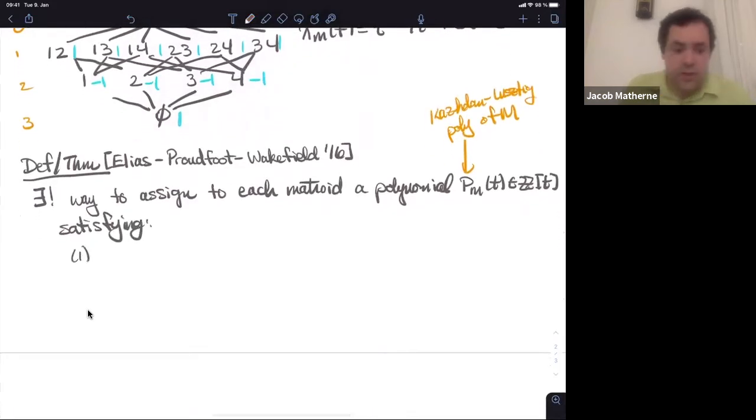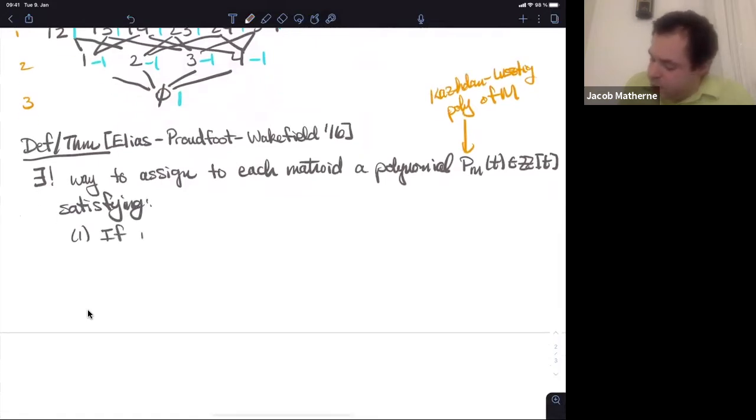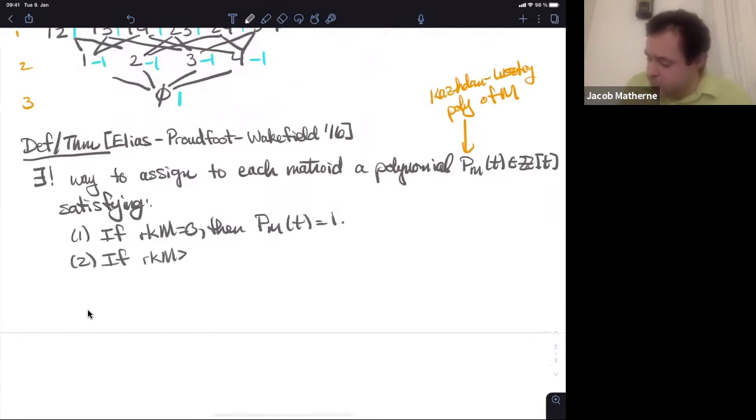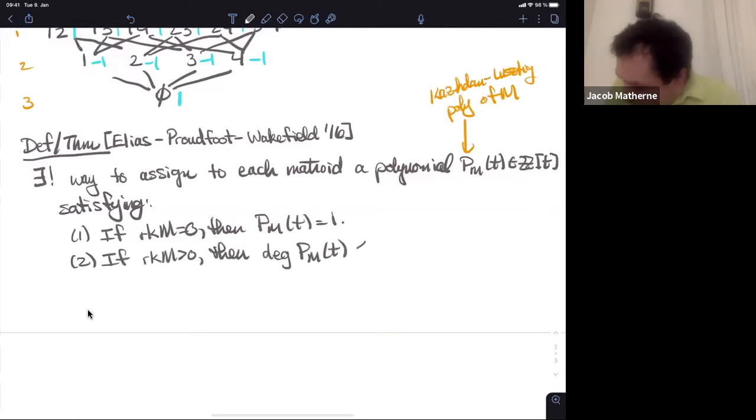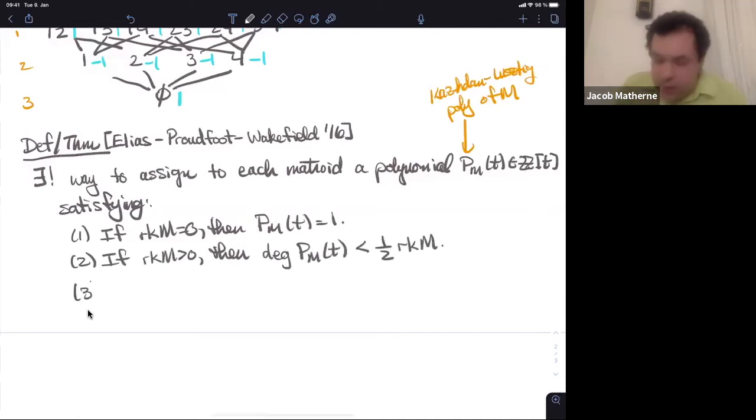So first property is that if the rank of the matroid is 0, then I assign the polynomial 1. Second property, if the rank of the matroid is positive, then there's a degree bound on this polynomial. So the degree of the polynomial is strictly less than 1/2 the rank of the matroid. And the third property is some recursion that helps us to define the polynomials in terms of polynomials for smaller matroids.